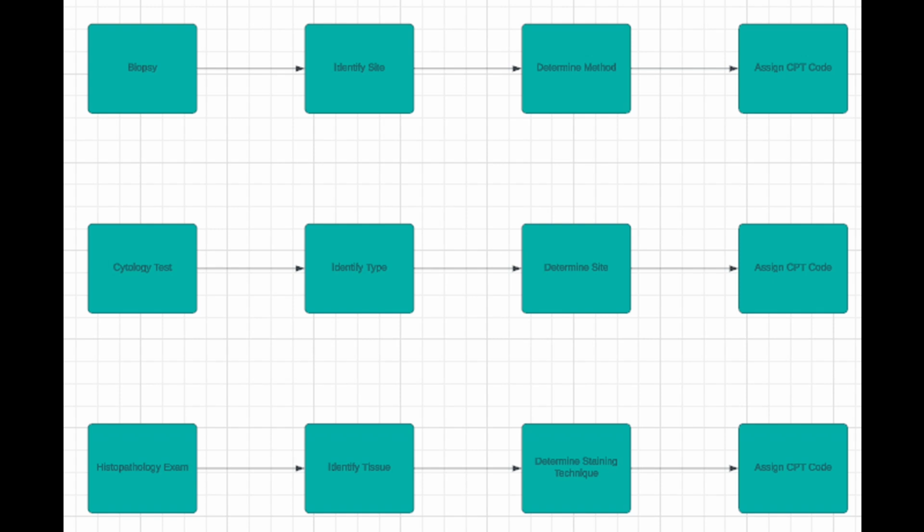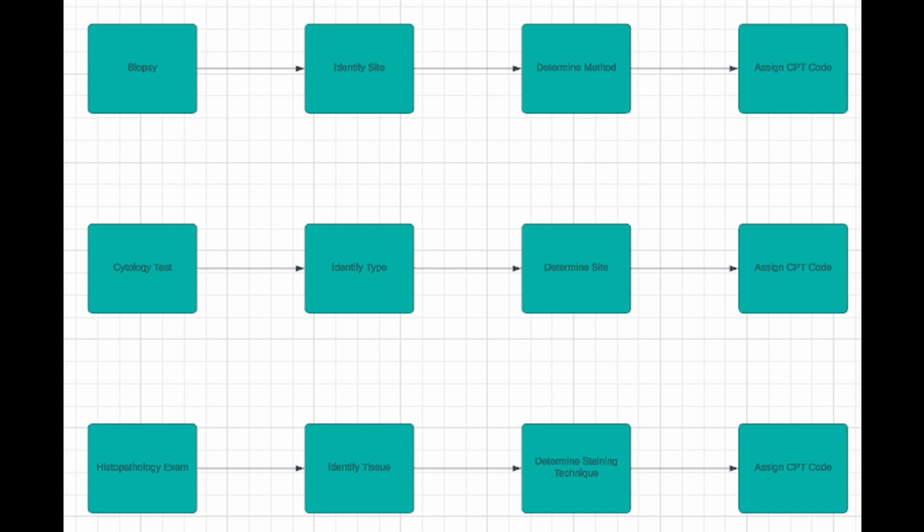Cytology coding flowchart. 1. Identify the type of cytology test, FNA, pap smear. 2. Determine the site of the sample, thyroid, breast. 3. Assign the appropriate CPT code, 10021 for FNA without imaging guidance.